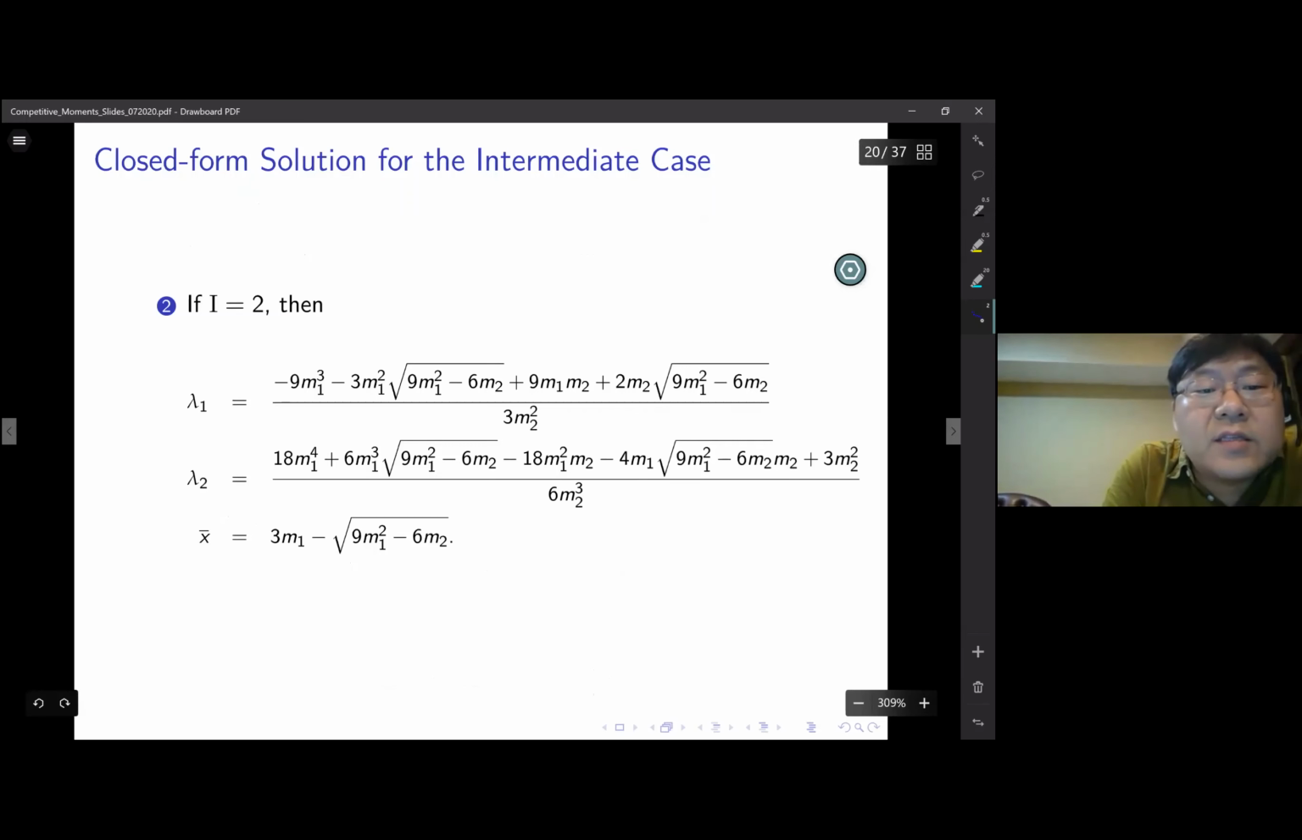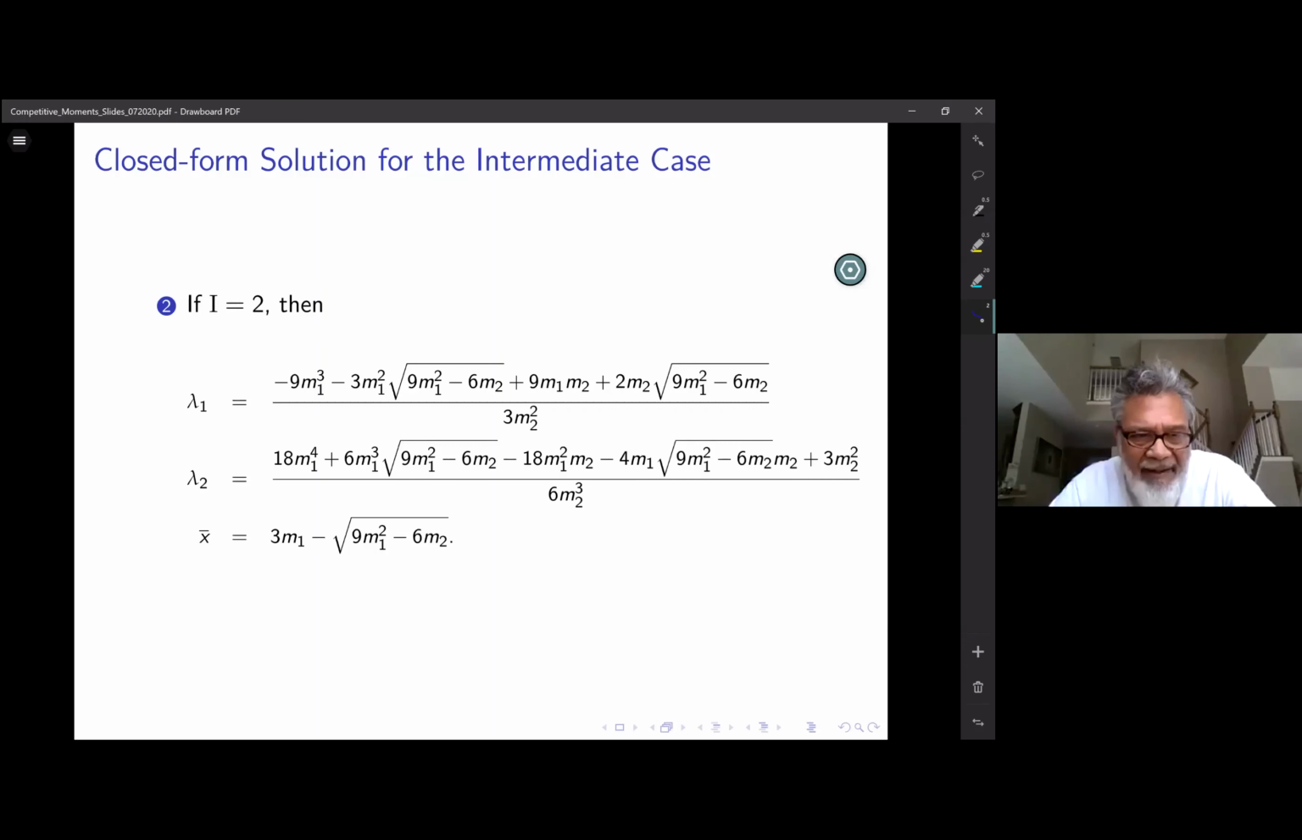So this is the upper bound of the support, and these are lambda 1 and lambda 2. And so things get more complicated. This solution looks very complicated, but it is nice in the sense that it actually connects all the cases continuously and nicely.